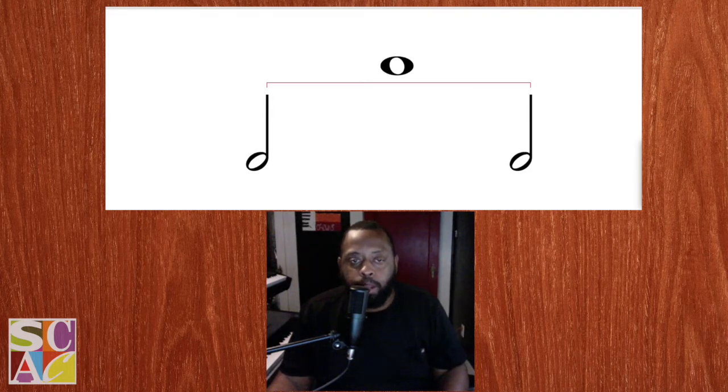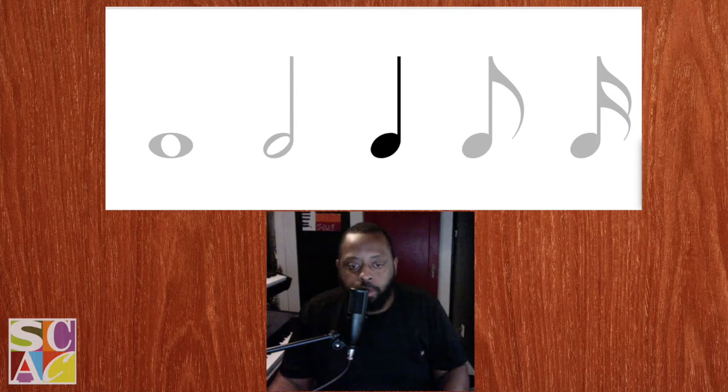Now, this might look a little bit confusing, but let's treat it like a mathematical equation. As I stated, the half note receives 1/2 of the beat. So if we have two half notes, they will equal one whole note. Once again, 1/2 plus 1/2 equals one whole note.